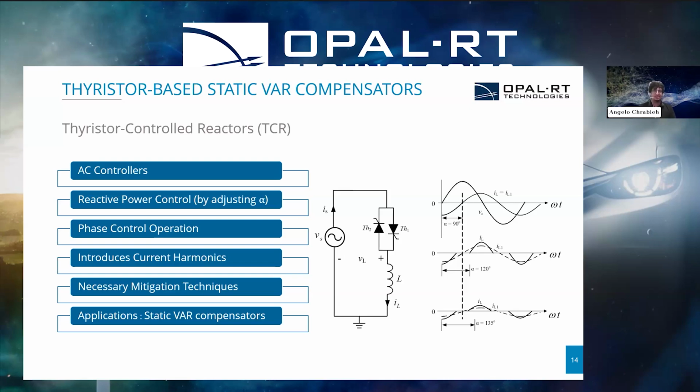So in steady state conditions, it acts as an inductive reactance dependent on the firing angle, but the TCR introduces harmonics to the source. So while using the thyristor-controlled reactors, we have harmonics that are being introduced. That's why it's necessary to use mitigation techniques by adding filters to it. And that's why we use it in an application like the static VAR compensators, for example.